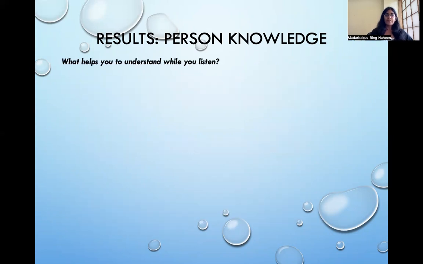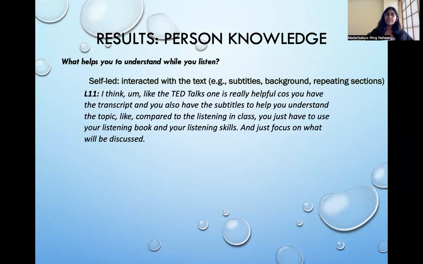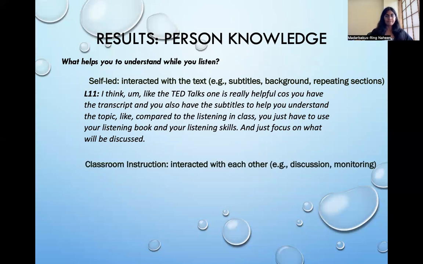In person knowledge, I also asked them what helps you understand while you listen. And the self-led group said that interacting with the text, so being able to use subtitles, background information on the speaker, and also repeating sections in their own time were quite useful. One student explains here that using TED Talks, so being able to use the transcript, which is interactive, being able to use subtitles, and just being able to compare their listening at their own speed was helpful in helping them to focus.